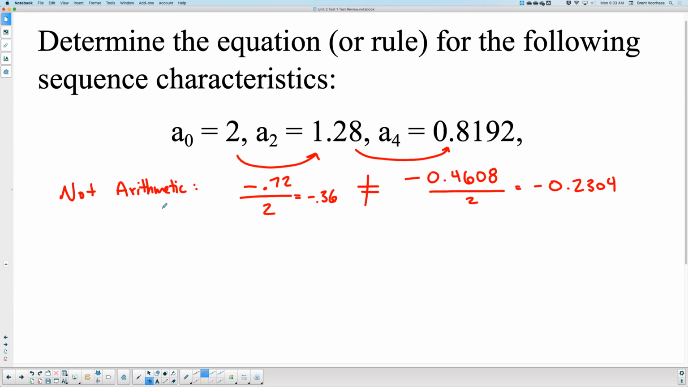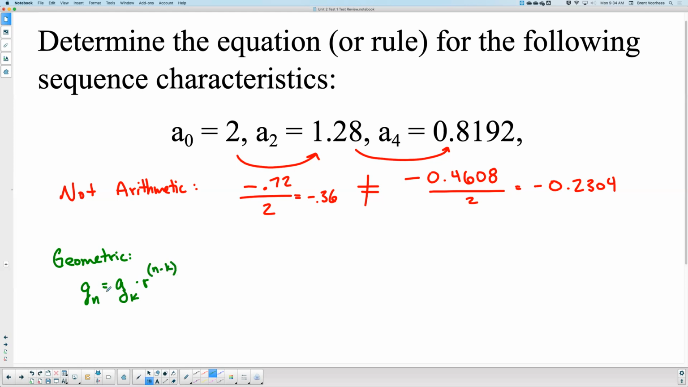So what do we assume it is now? Geometric. Now, do you remember the formula that I gave you to check for your ratio? Again, what you could do is take this formula and isolate the r to the power of n minus k, which equals g_n over g_k.